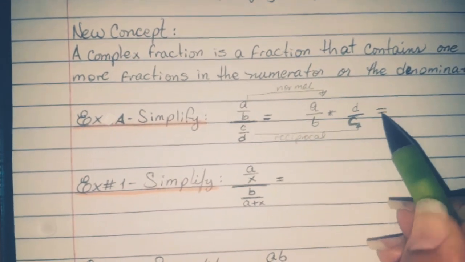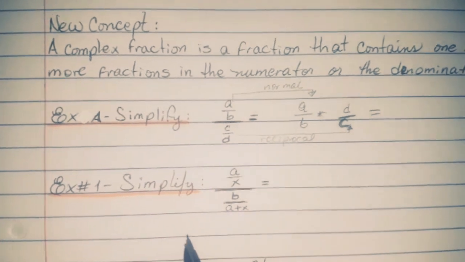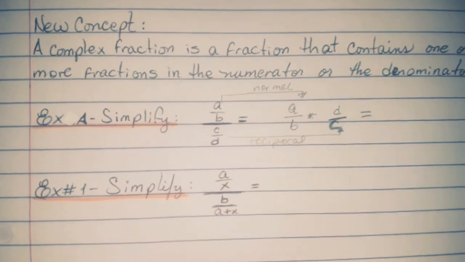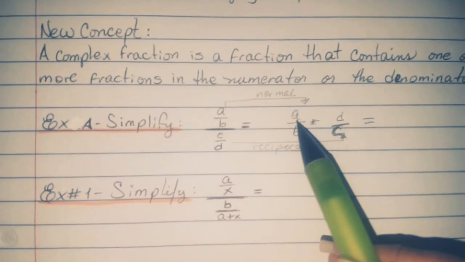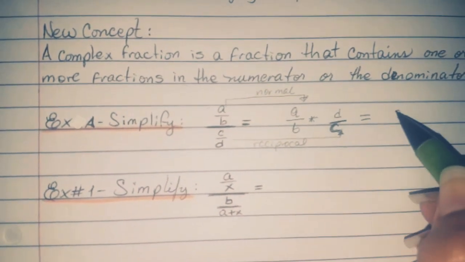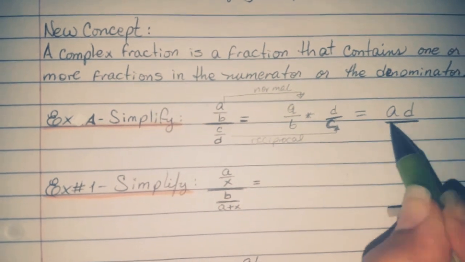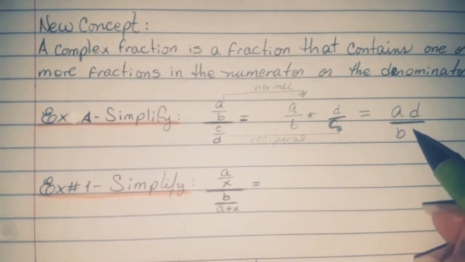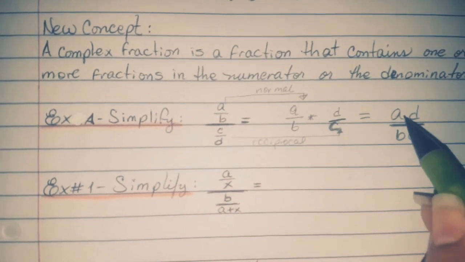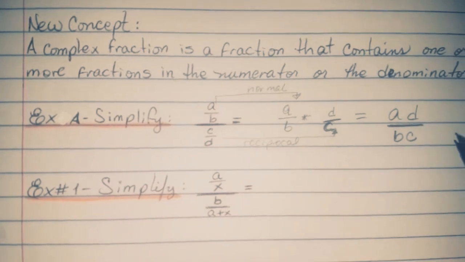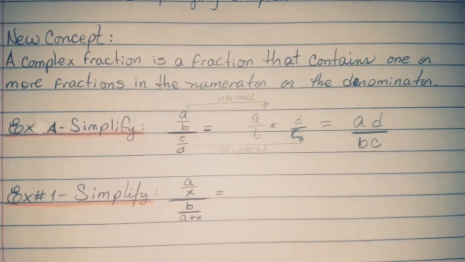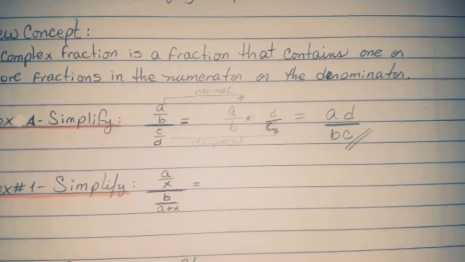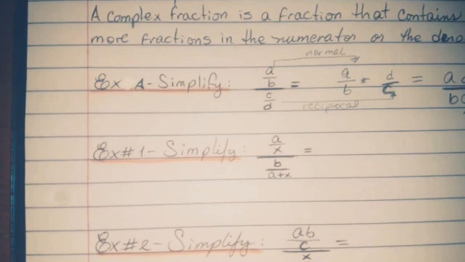And now that we have two fractions multiplying, we can multiply numerator with numerator and denominator with denominator. A times D, AD over B times C, BC. Since we don't have any factor in common, we don't have to simplify any further because it's not possible. So that's it. Let's see example number 1.